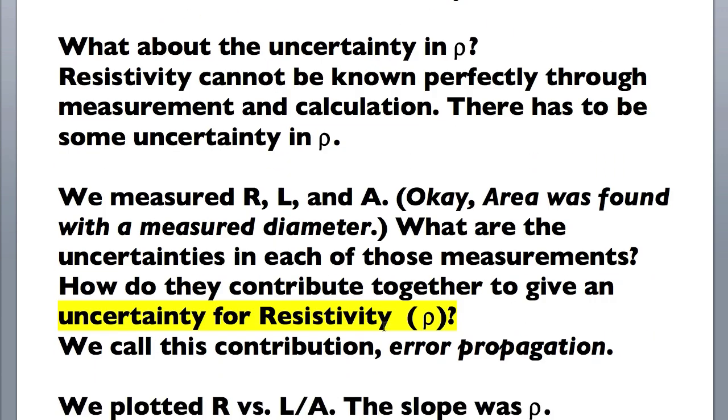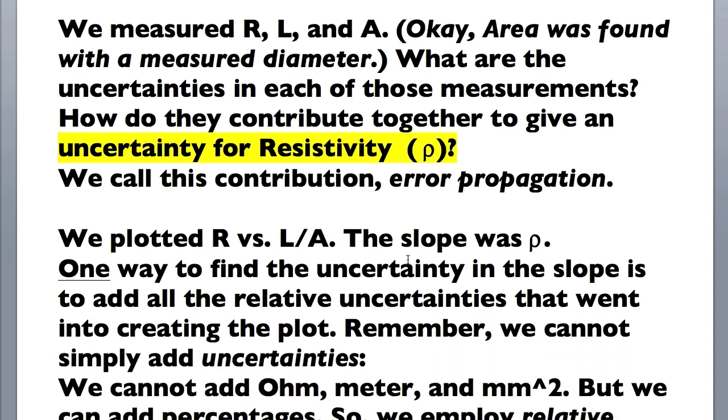We measured R, L, and A. Okay, area was found with a measured diameter, but what are the uncertainties in each of those measurements? How do they contribute together to give an uncertainty for resistivity, rho? We call this contribution of the uncertainties error propagation. We plotted R versus L over A. The slope was rho, resistivity.